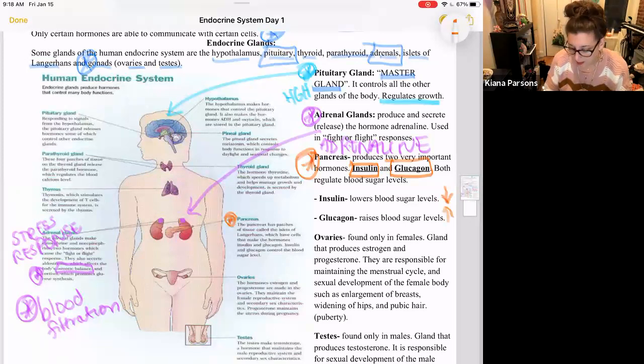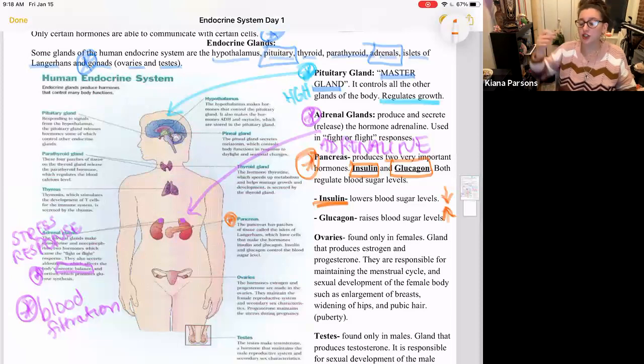So let's say my body is like, Miss Parsons, you're drinking this drink from Starbucks. There's so much sugar in it. My body's going to release insulin to lower my blood sugar levels in response to the consumption of this glucose.